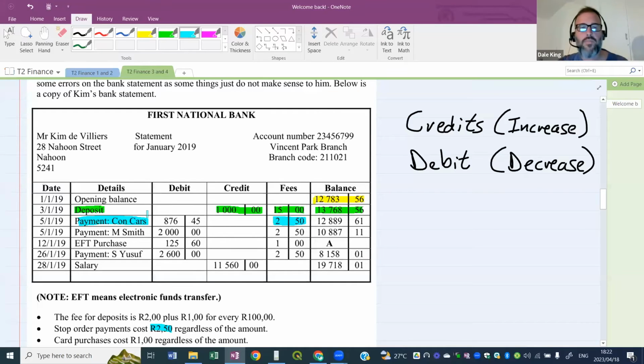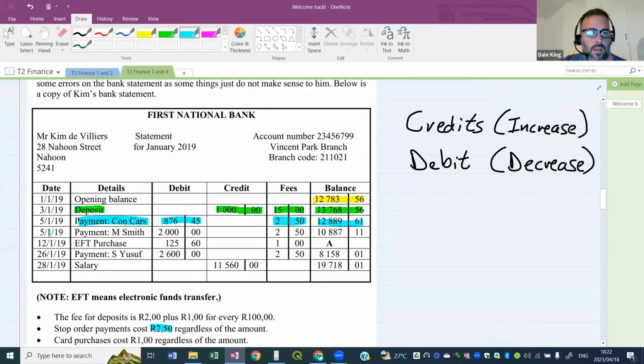Okay, you set it up. Companies can set it up for you, or you can set it up for yourself. A payment will come off every single month to pay people money that you owe them. Okay, so on the 5th of January, the payment to Concars was 876.50. It's a debit, it's coming off. It costs 2 Rand 50 because it's a stop order, and it decreased our balance.